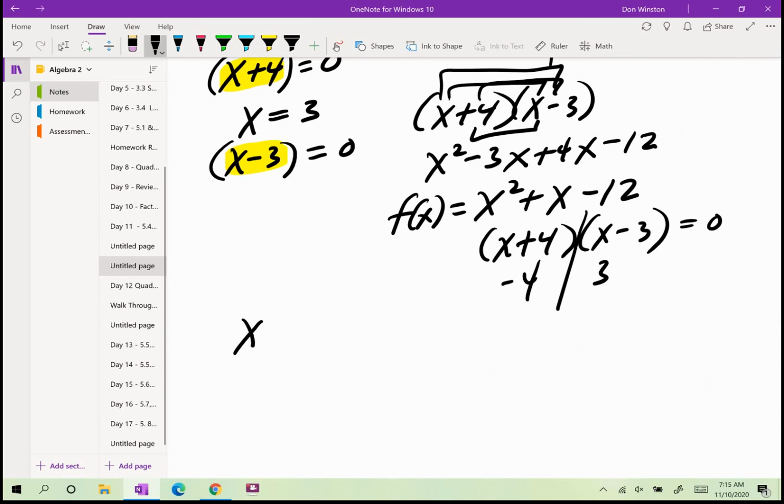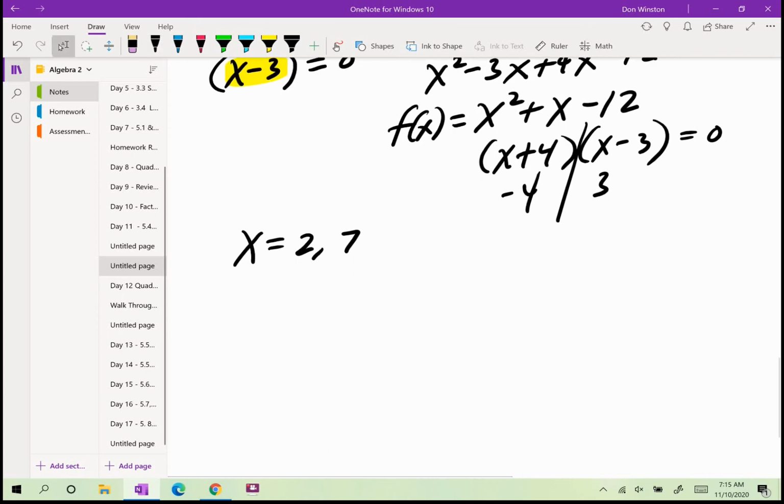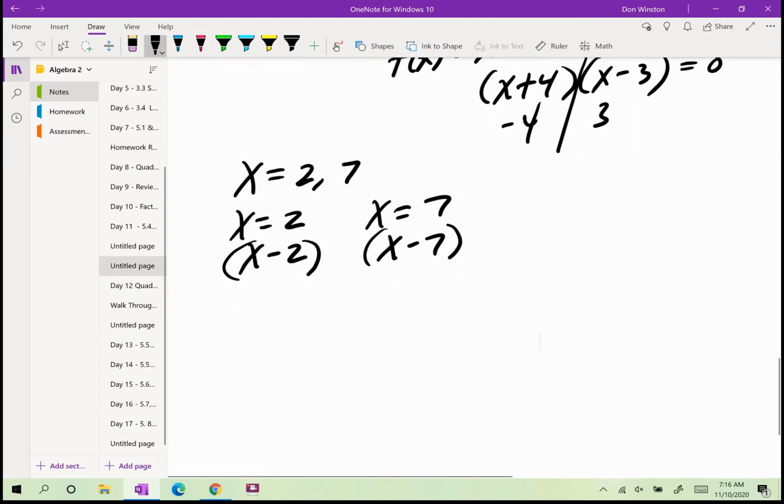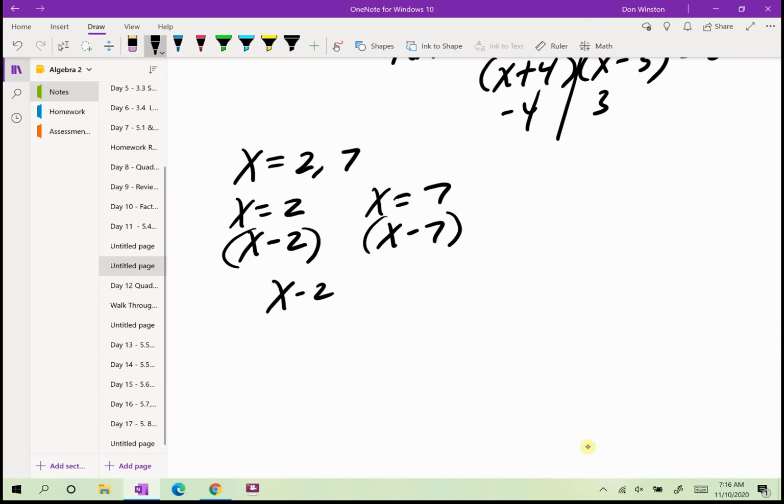So again, let's say my zeros were x is equal to 2 and 7. What's a quadratic function that gives me those zeros? So I have x is equal to 2, so my factor would be x minus 2. I have x is equal to 7, my factor would be x minus 7. Okay, so now I just multiply: x minus 2 times x minus 7.